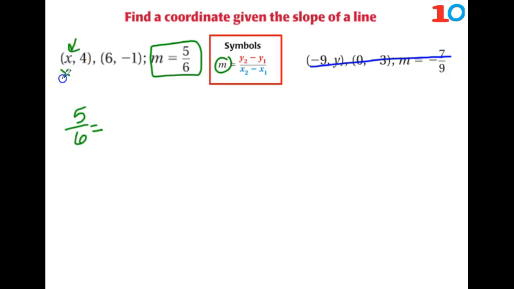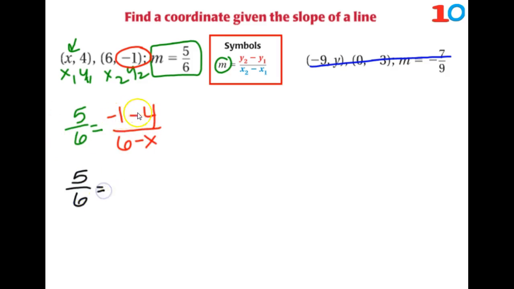And then we're going to label our points. xy first point, xy second point. And plug them in. y2, which is negative 1, minus y1, which is 4. And then x2 minus x1. On the bottom we have 6 minus x. Well, we can simplify this. This is really 5/6. And then negative 1 minus 4 is negative 5. We can't simplify 6 minus x.